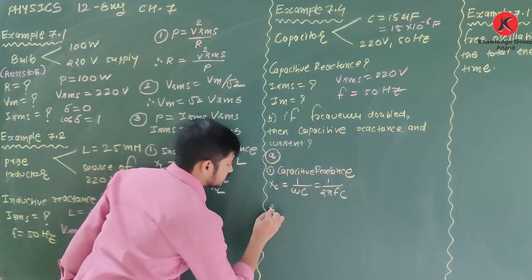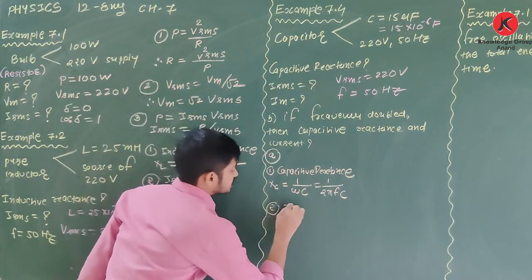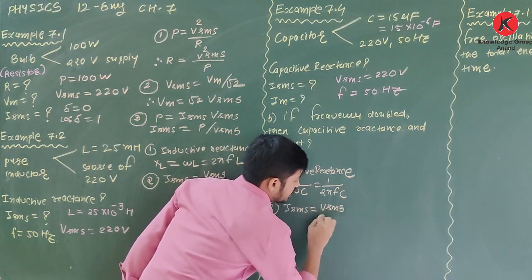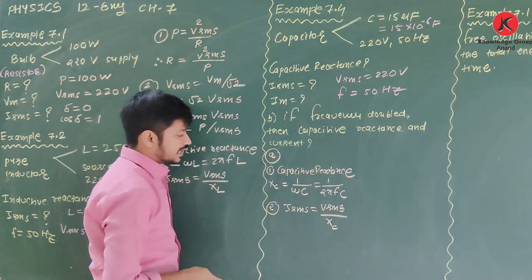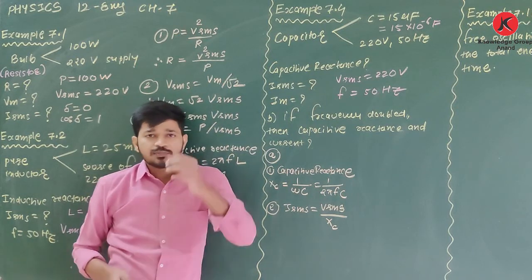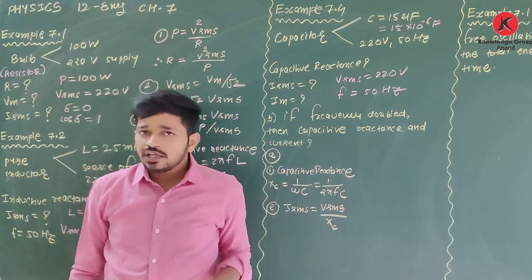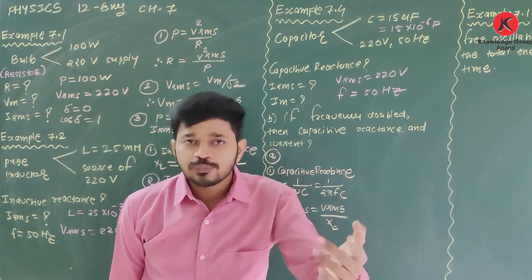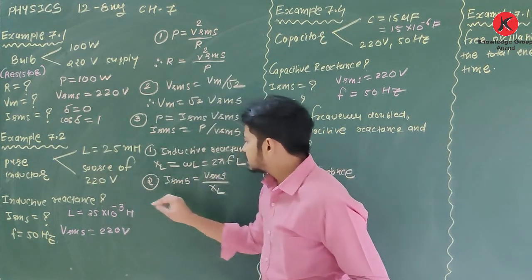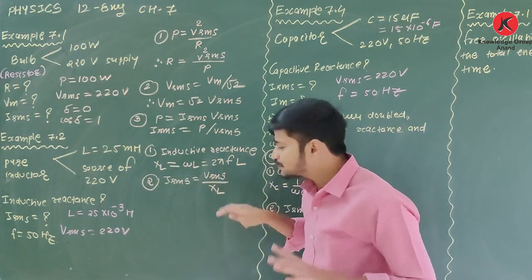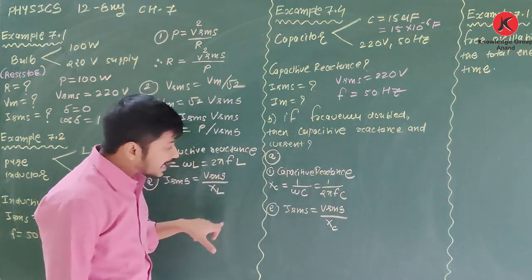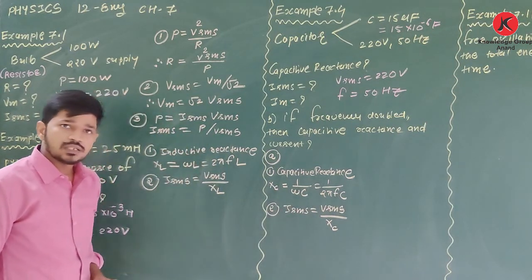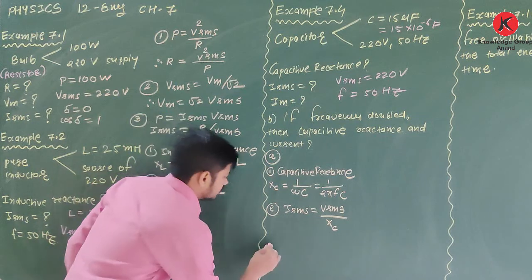Okay. Second question. What is IRMS? IRMS is equal to Vrms upon Xc. Simple. In case of only resistance, IRMS is equal to Vrms upon R. In case of inductor, IRMS is equal to Vrms upon XL. In case of capacitor, IRMS is equal to Vrms upon Xc.